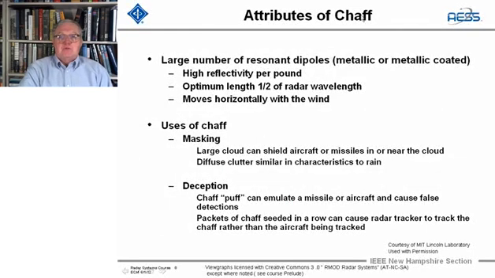Well, what are the attributes of chaff? It's a large number of resonant dipoles. They're a half wavelength in length, and they're either metallic or metallic coated. They could be Teflon with metallic coating.